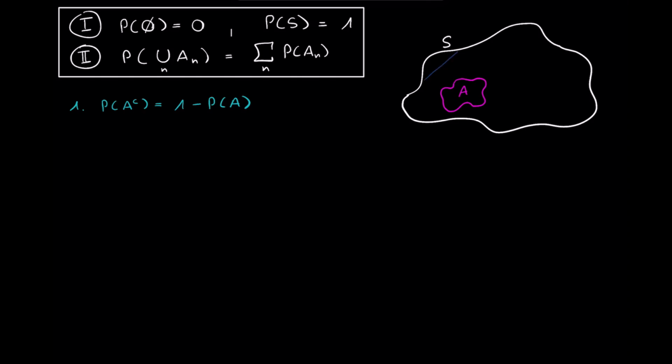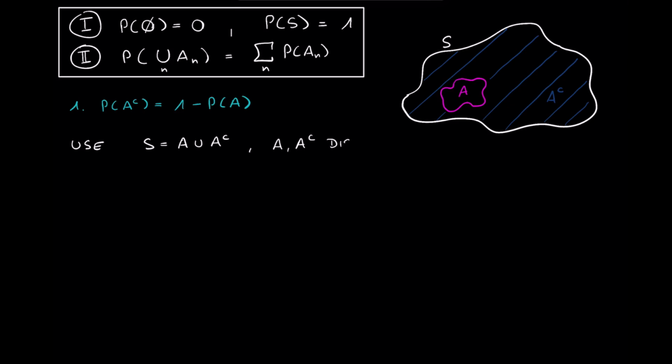Assume we have this sample space with the event A. Then the complement of A is everything not covered by A. We will use the fact that the whole sample space is given by the union of A and its complement, and also that A and its complement are disjoint.